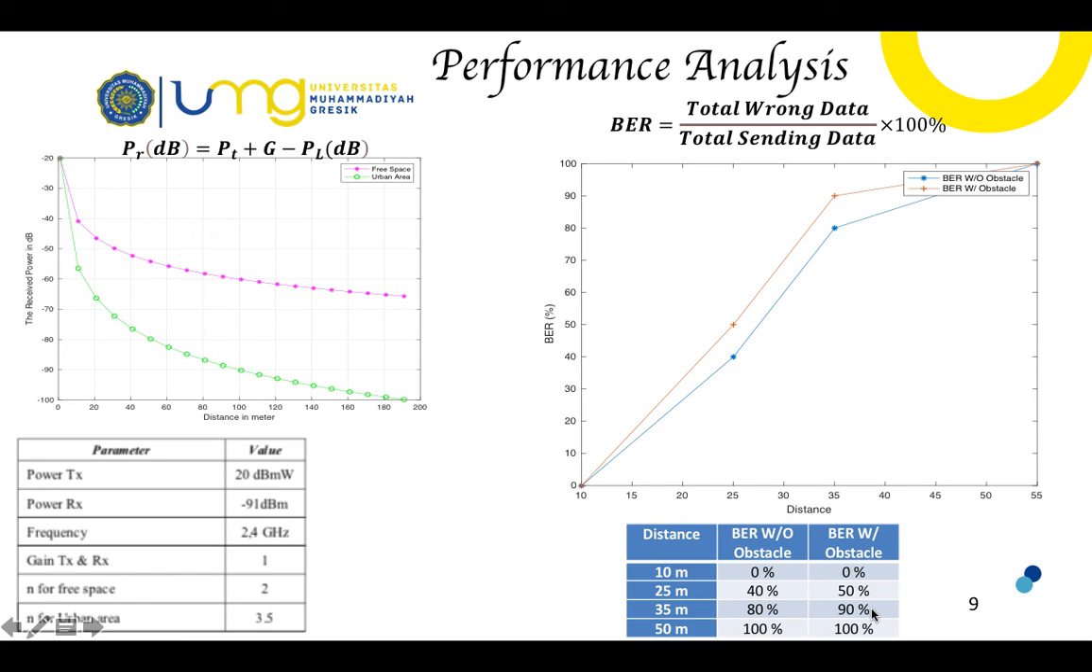So the free space has good communication compared to the urban area. And the right graph shows the bit error rate, calculated from the total wrong data divided by total sent data multiplied by 100%.